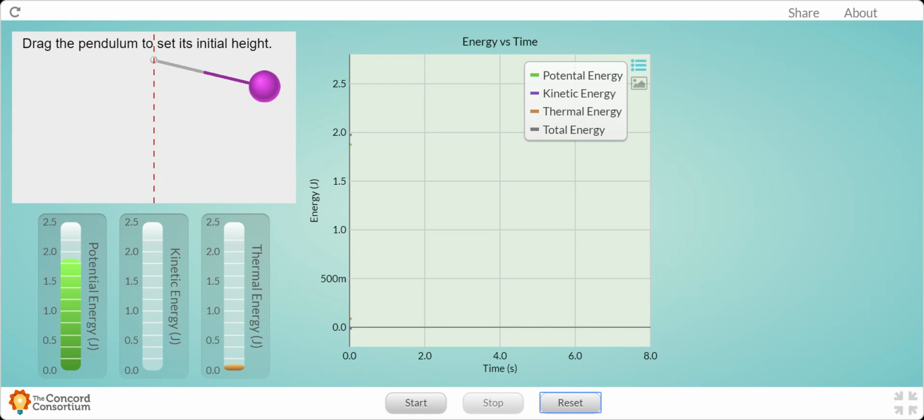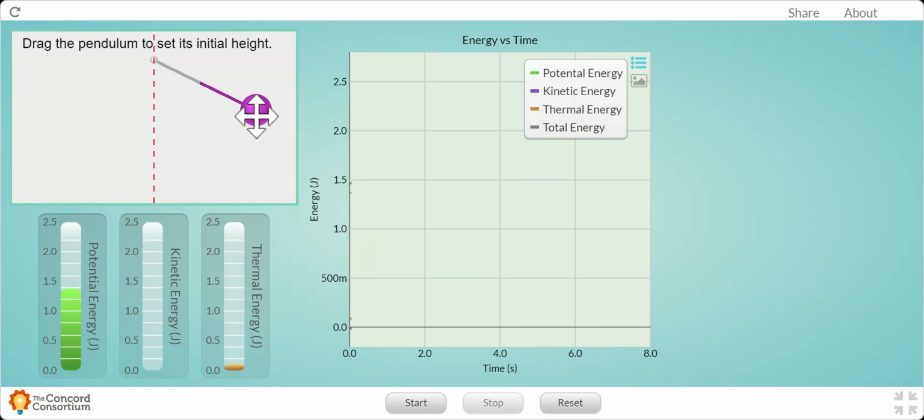When you're looking at the simulation, the first thing you want to do is to notice how dragging the pendulum changes its height and also changes the amount of potential energy that the pendulum has. If the pendulum is lower, it has less potential energy. If it's higher, it has more potential energy. Potential energy can be defined as the amount of energy that is stored in an object, usually due to its relative position. If it's higher, it has more energy. If it's lower, it has less energy.